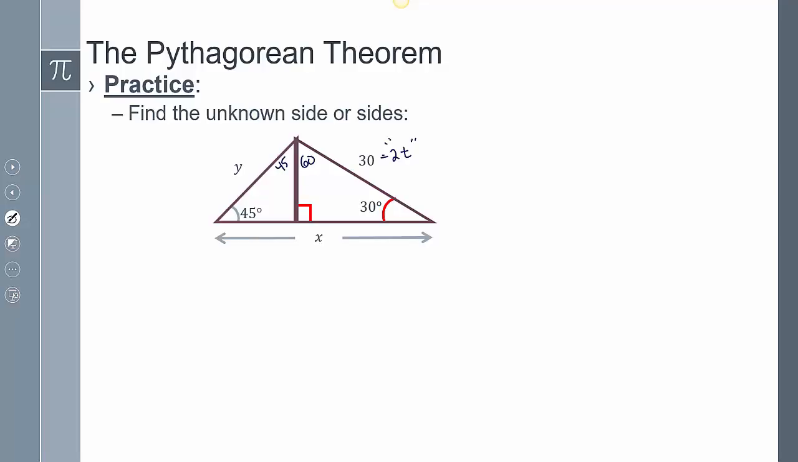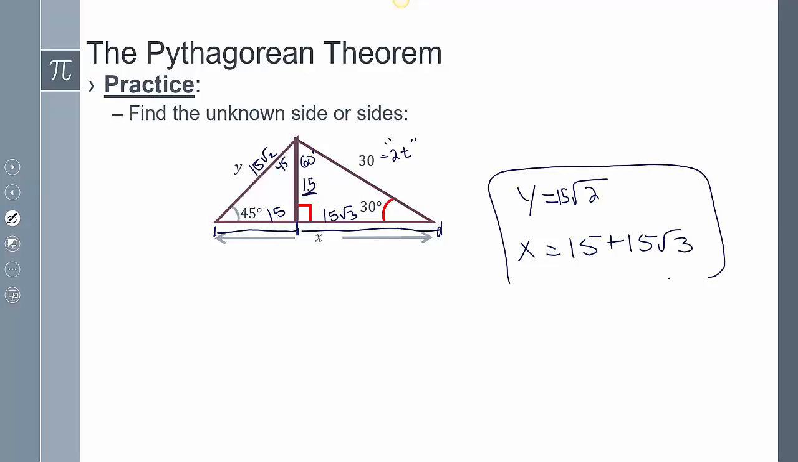And so if I know that that's going to be 2t, this is now going to be 15, which makes this 15 root 3. Well, if this is 15, this is also 15, and then this is going to be 15 root 2. So immediately I can say y is going to be 15 root 2, but my x, that's going to be this segment plus this segment. So that's going to be 15 plus 15 root 3.